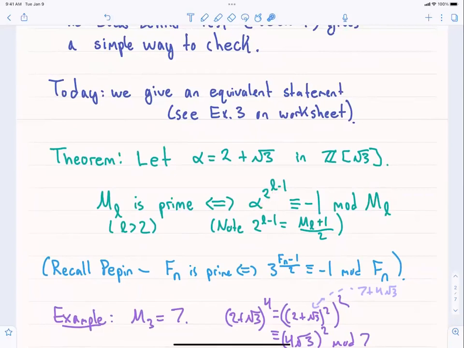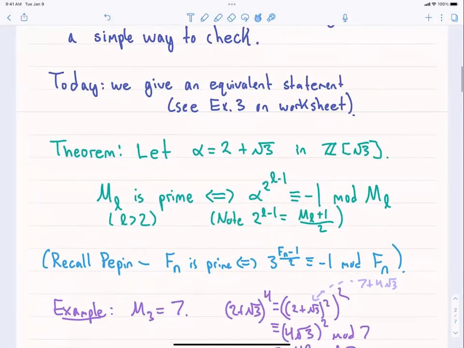Just like in Pepin's test, we saw that the Fermat number F_n was prime if and only if 3 to the (F_n minus 1) over 2 was congruent to minus 1 mod F_n. The point is F_n minus 1 is a power of 2, and M_L plus 1 is a power of 2. That's the thing we're using in both of these.